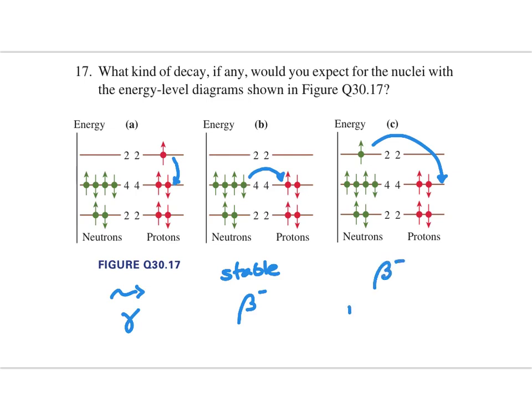We know that that's true because inside the nucleus, the neutron turns into a proton and it subsequently liberates an electron. So we have a beta minus decay for that third state.